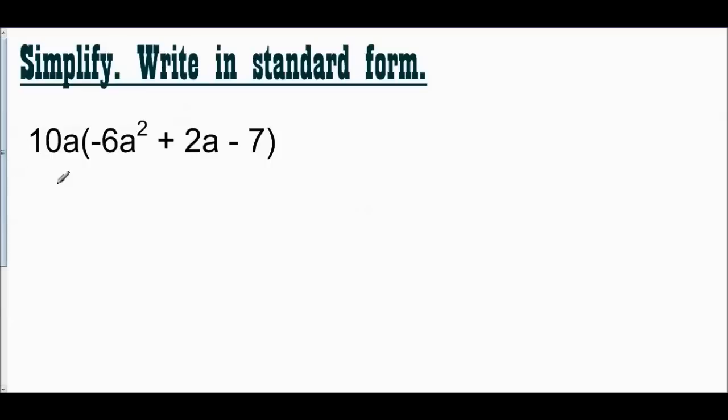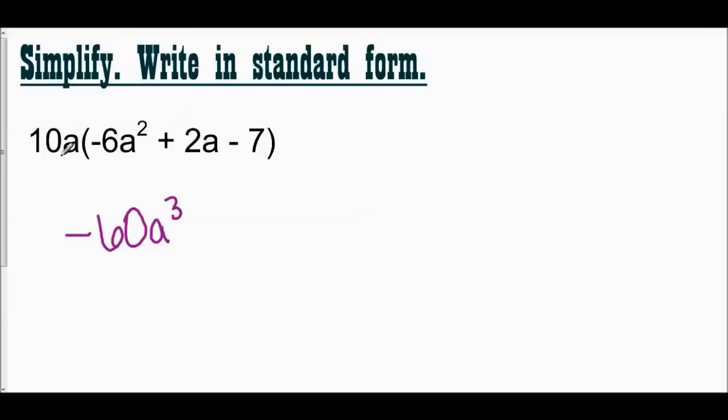Now let's go the other direction. Let's practice multiplying that monomial by a trinomial. This is what we started with. So we're going to multiply 10a times negative 6a squared, which will be negative 60a to the 3rd. That's because 10 times negative 6 is negative 60. A times a squared is a to the 3rd.